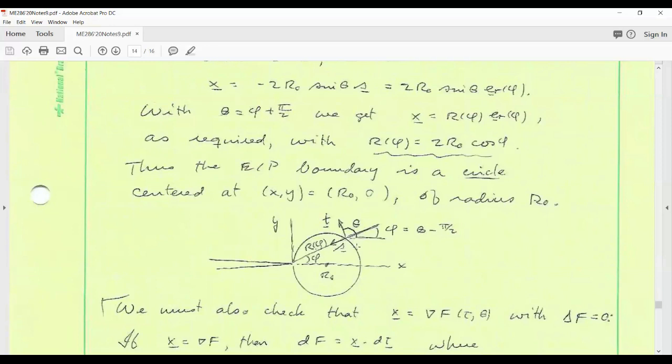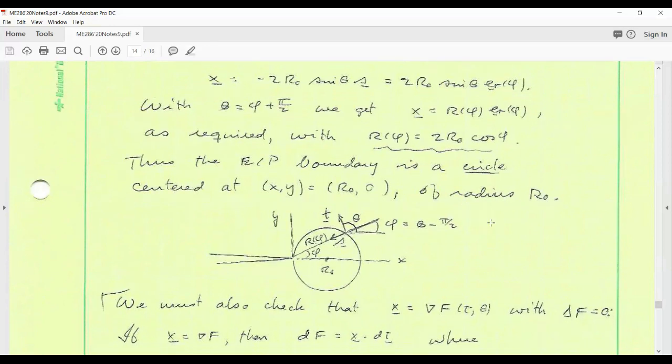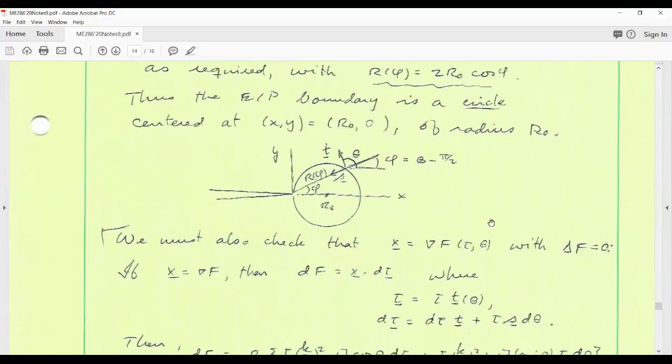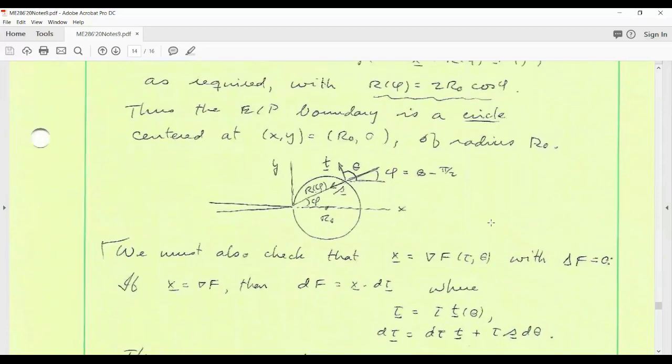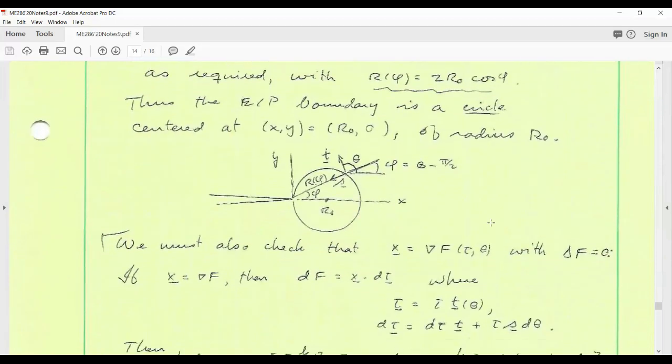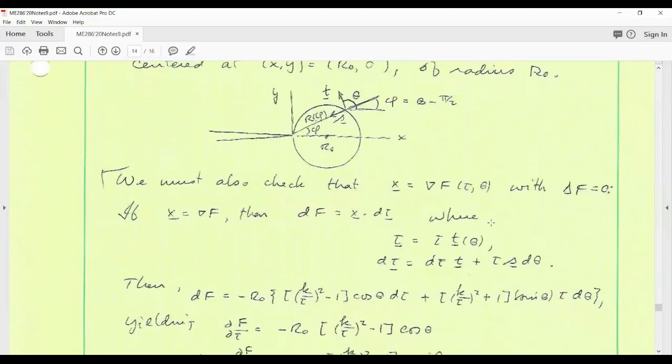Okay. So here's the T and S, as we indicated. R of phi now is known. So that's interesting. Okay, we're not done with this solution. We have to check that, in fact, there is a scalar field F whose gradient is this position x that we've just written down in stress space.